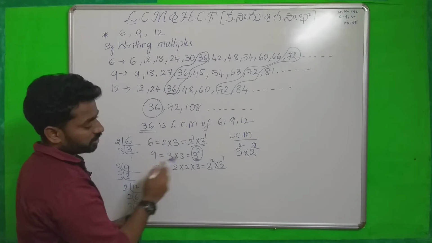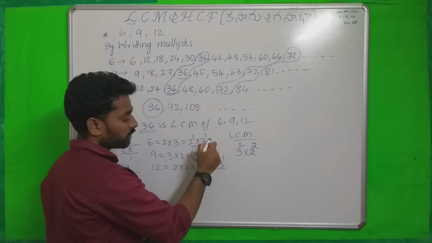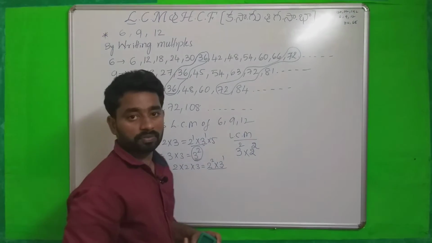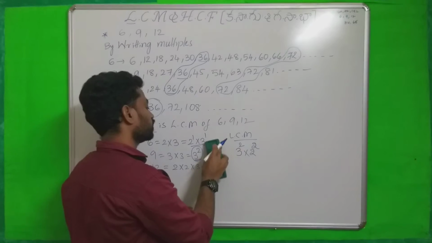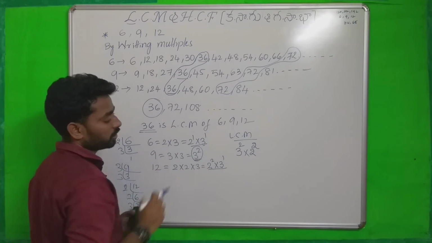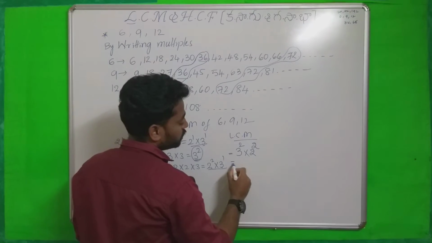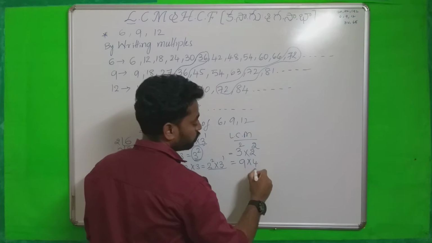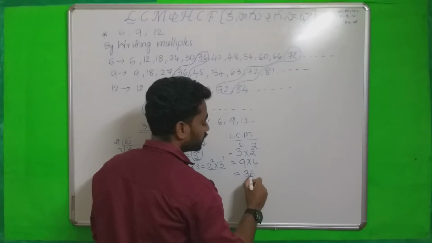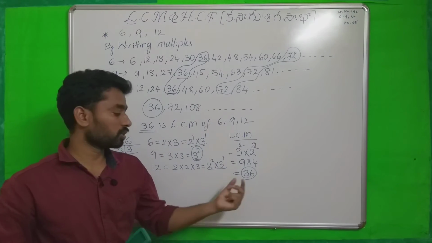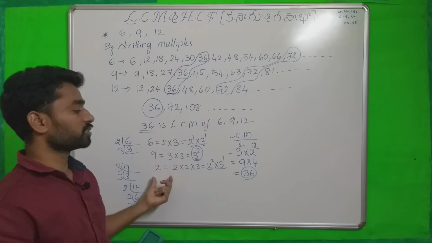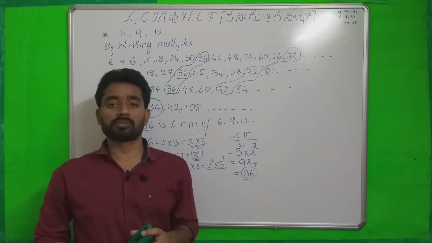Now if you have any remaining factor, for example 5 is there, you have to take 5, but there is nothing other than these. So now we can write 3 squared means 9, 2 squared means 4, 9 fours are 36. So this is also the LCM. By which method? This is the prime factorization method.